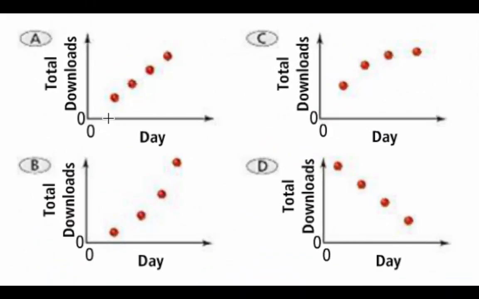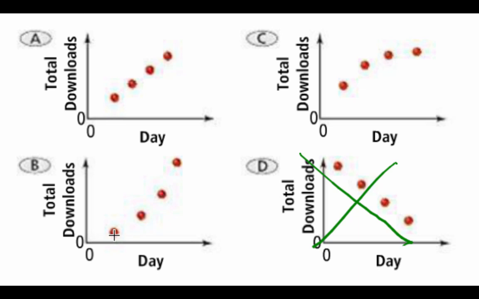Well, in A, we have these points here. They're definitely increasing. As the number of days increases, the number of downloads is increasing, right? So that's a possibility. Again, here's another representation of that. D is illustrating the opposite. As the days increase, the number of downloads decreases. So right away we can throw this one out.